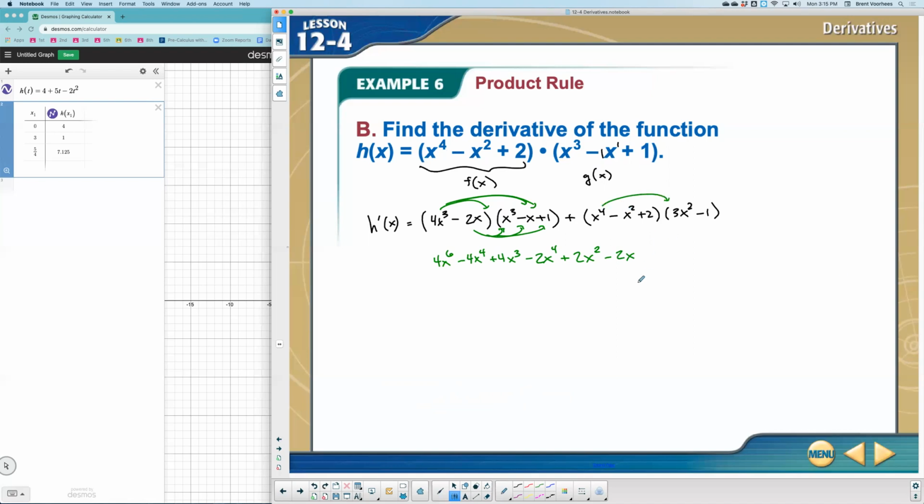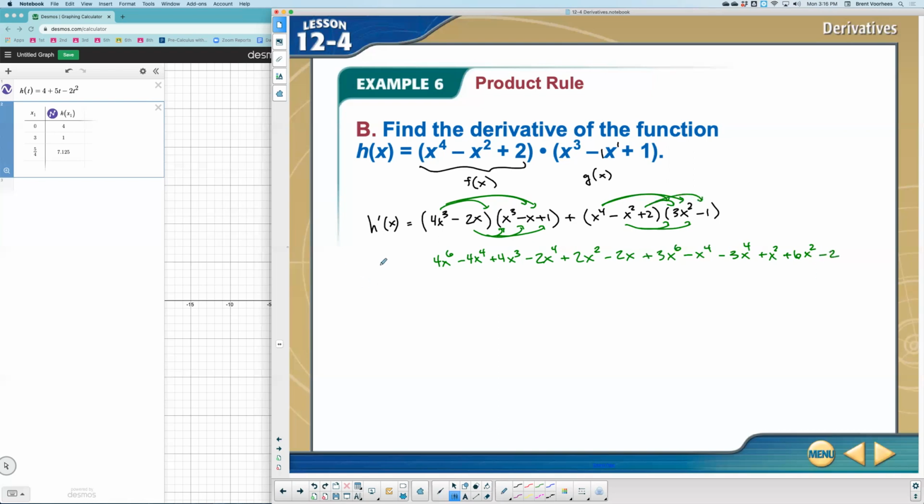Second term over here, or second factor, I should say. x fourth times 3x squared is going to be 3x to the sixth power minus x to the fourth. Here we would have minus 3x to the fourth power. And negative x times negative 1 is a positive x squared. Last set here, 2 times 3x squared is 6x squared. And then 2 times a negative 1 is negative 2.